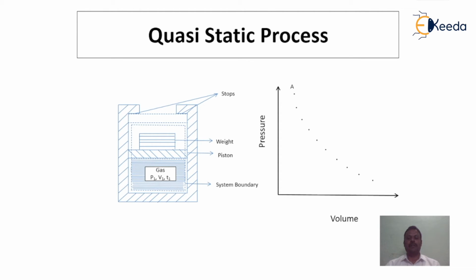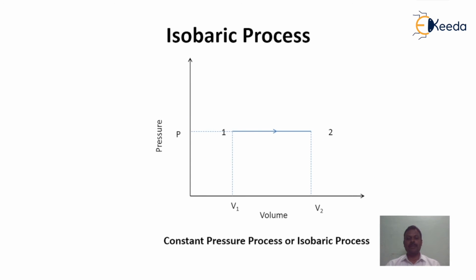And the different quasi-static processes are: the isobaric process, the process in which the pressure is constant. Here the macroscopic property volume is changing, but pressure remains constant. It is changing from state point 1 to state point 2, with volume changing from V1 to V2.